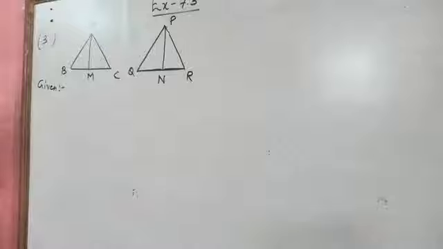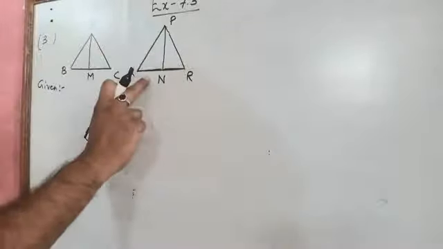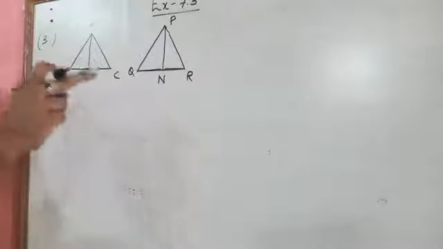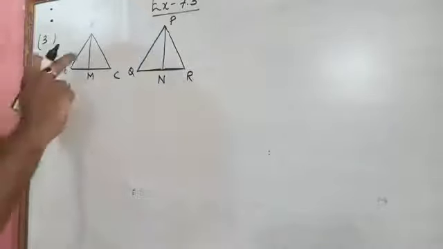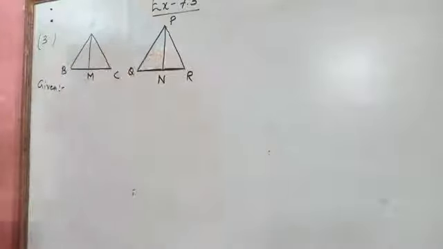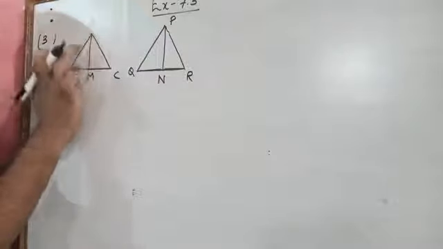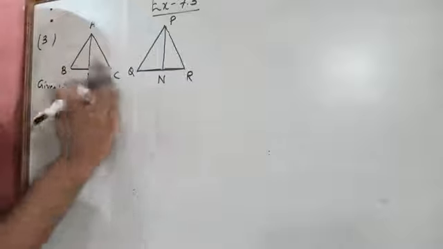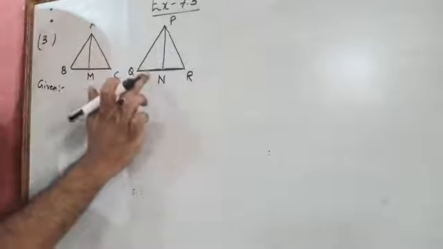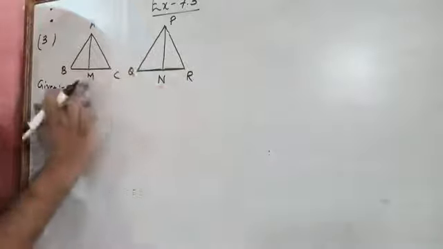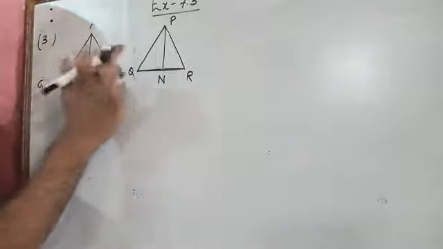Two sides AB, BC and median AM of triangle ABC are respectively equal to PQ, QR and PN of triangle PQR, so that triangle ABM is congruent to triangle PQN. That means it is written that AB and BC and the AM, median of one triangle, are equal to the PQ, QR and PN of the other triangle. These are equal, and we have to prove triangle ABM is congruent to triangle PQN.